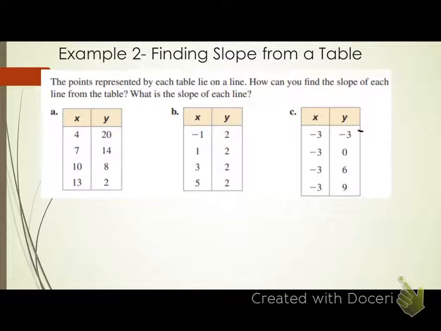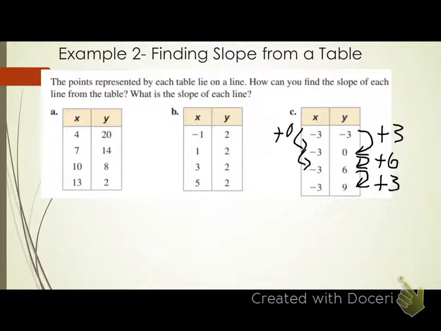Okay. How do I get from negative 3 to 0? Add 3. How do I get from 0 to 6? Yes, 6. 6 to 9. Wait, hold on. Negative 3 to negative 3. They're all 0, right?